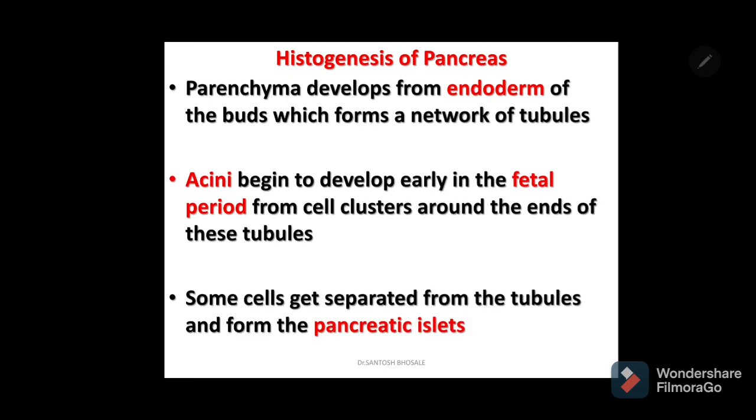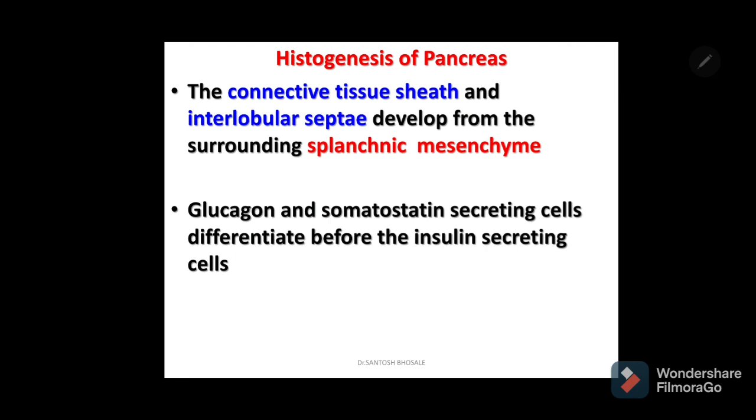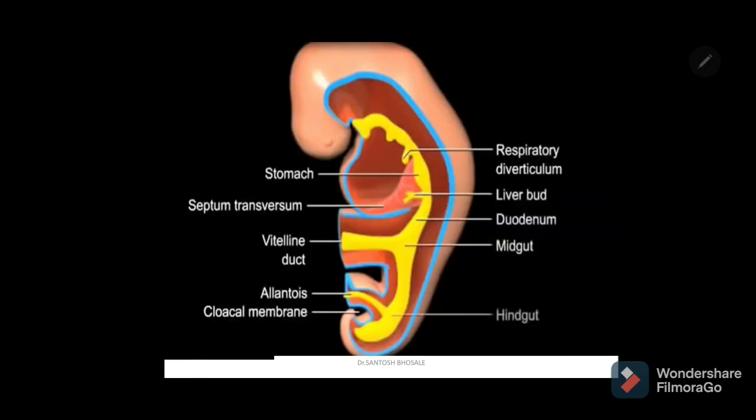Coming to the histogenesis. The parenchyma of the pancreas gland is derived from the endoderm. The acini begin to develop from the cell clusters around the tubules, and some cells separate from these tubules and they form the islets of Langerhans. The connective tissue sheath and the septa of the gland, within the serous, exocrine part, are derived from the splanchnic mesenchyme. The glucagon and somatostatin hormones are produced by the cells before the insulin secreting cells. Insulin secretion begins by the 10th week.